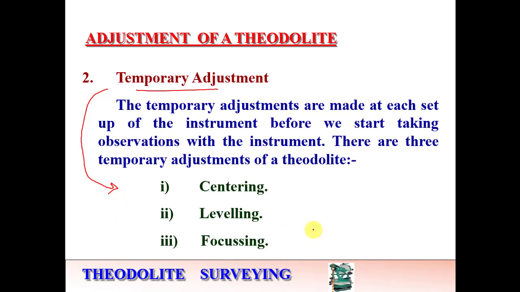This adjustment is always conducted in a theodolite survey whenever we use our theodolite in the field. So the first one is centering. You have to locate the point over which the instrument must be centered. So this is your first.